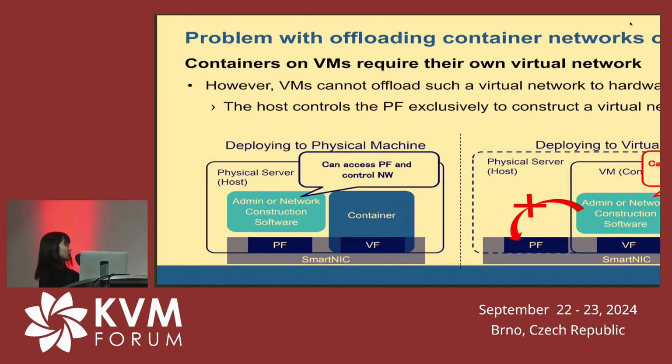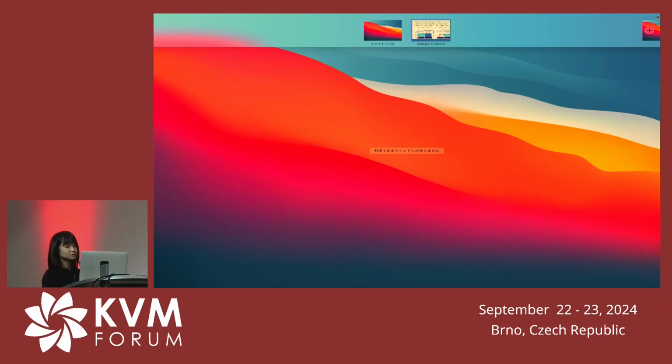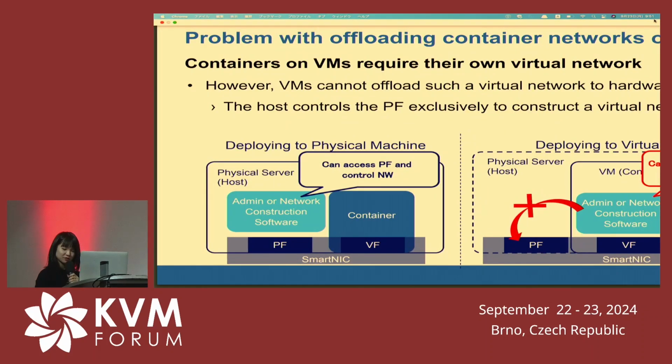SR-IOV can control the VF through the PF, as shown in the left figure. In a container workload on the physical machine, admins can control the VF network by accessing the PF. However, in the container workload on a VM, admins within the VM cannot access the PF and therefore cannot control the VF.